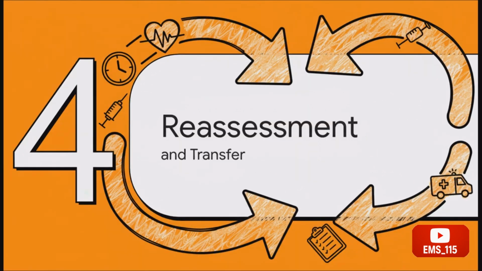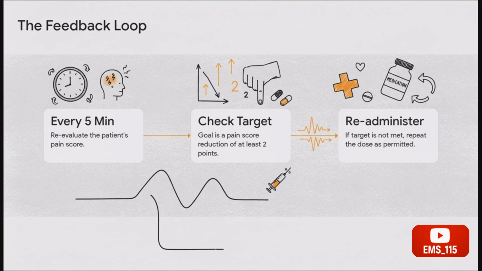But listen, giving that first dose of medicine is only half the battle. What you do next is just as critical. You have to get into this continuous cycle of checking on your patient over and over, all the way to the hospital. So here's how that loop works. Every 5 minutes, you go back and ask for another pain score. What you're looking for is a drop of at least 2 points from where you started. If you're not seeing that 2-point drop, the protocol says you can give another dose of the medication as long as you stay within the maximum allowed limits.